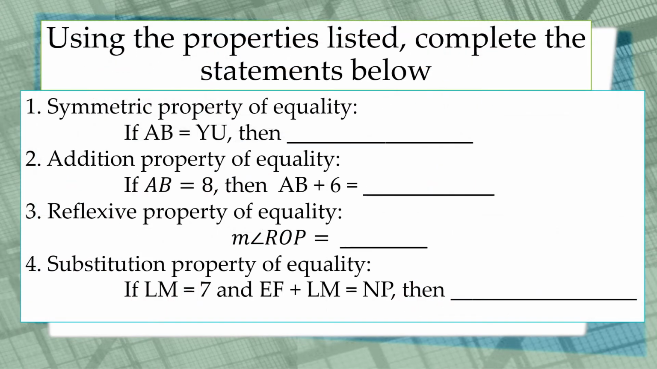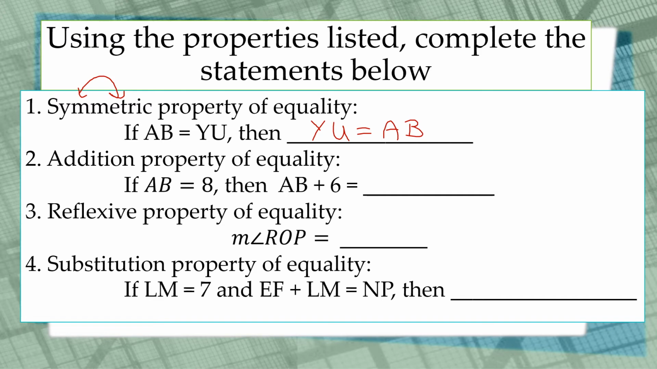So looking here, we're saying, okay, using the property listed, complete the statements below. So, symmetric property of equality. Again, think symmetric. Remember, symmetric is a lot like the converse. It flips the order. So if AB equals YU, then what can you conclude? Well, hopefully you get YU is equal to AB. Again, symmetric is you're flipping this.